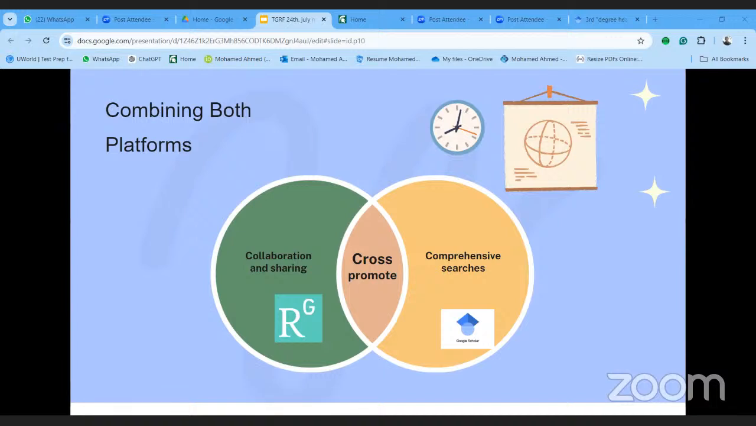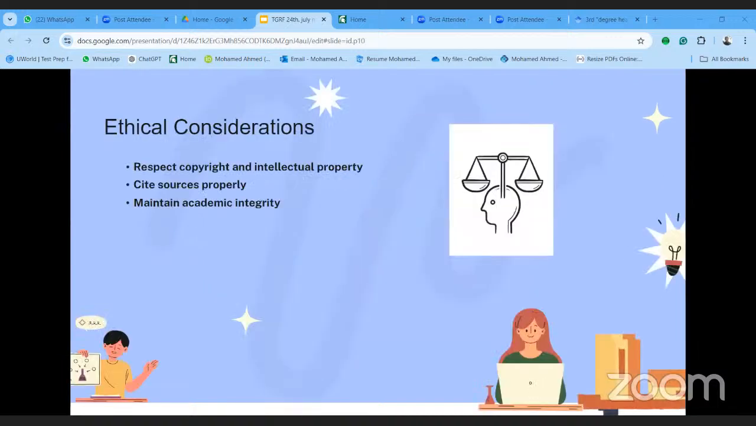Now, all of that being said, ethical considerations are a must. It's essential to use ResearchGate and Google Scholar ethically. Always respect the copyright laws, cite your resources accurately, and maintain an excellent level of academic integrity in your research.